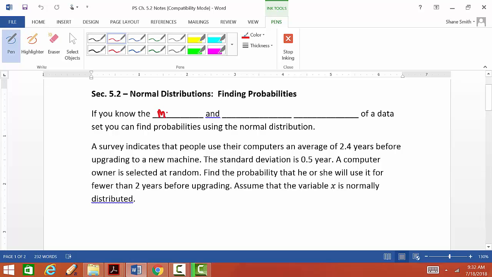Well, it turns out if we know the mean and standard deviation, and we have a data set that is normally distributed, then we can still use the same table that we have been using. We just have to convert to z-scores. So we're going to do a few problems here, and I'm going to show you how this works.